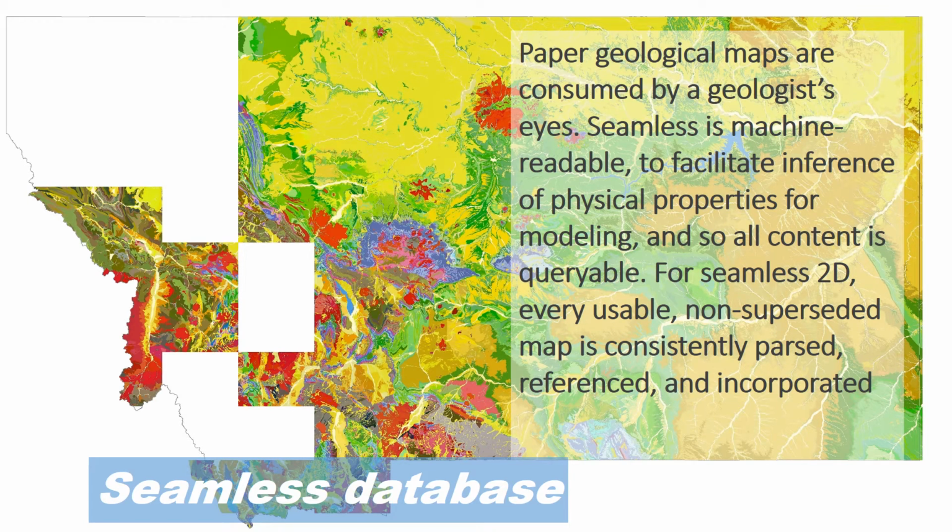Paper geological maps are consumed by a geologist's eyes. Seamless is machine-readable to facilitate inference of physical properties for modeling, and so all content is queryable. For seamless 2D, every usable, non-superseded map is consistently parsed, referenced, and incorporated.